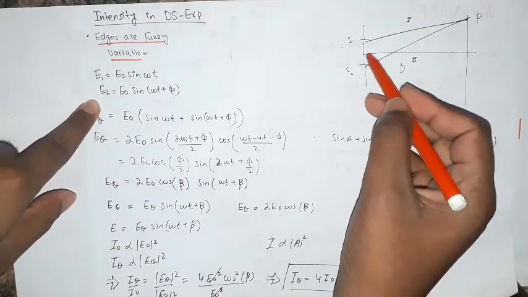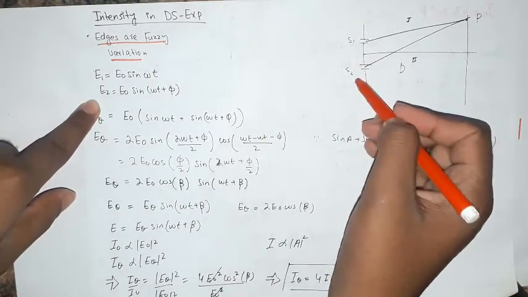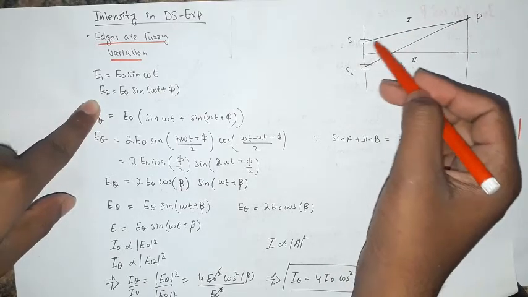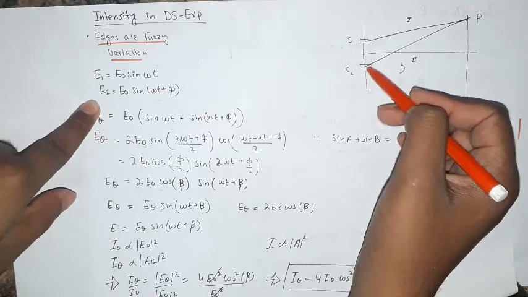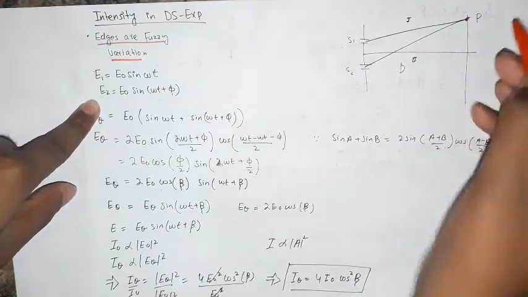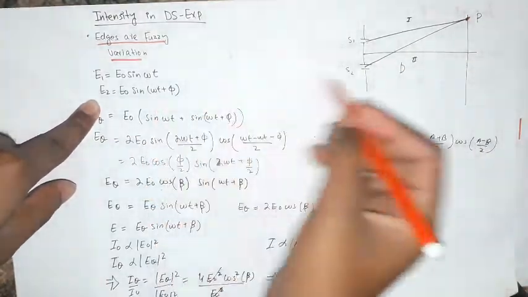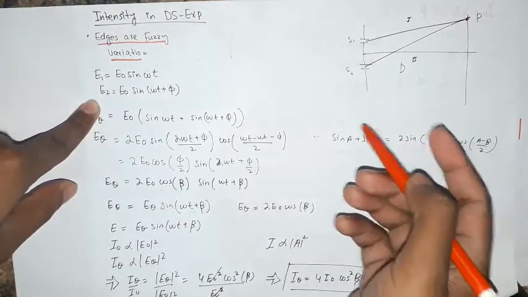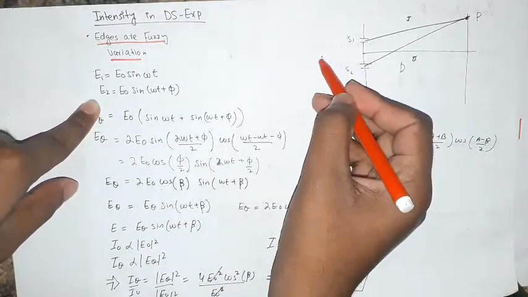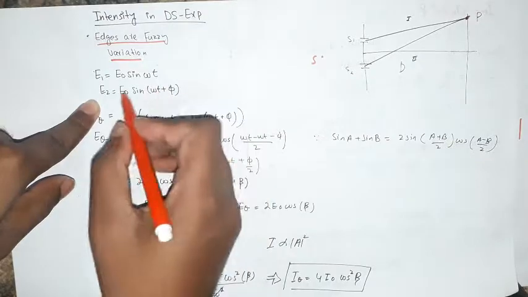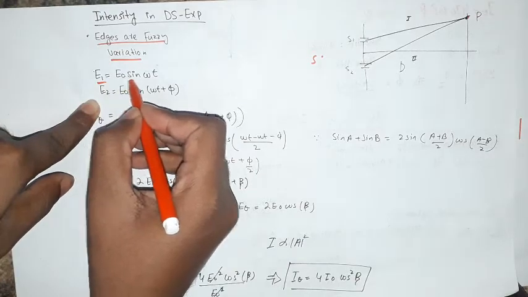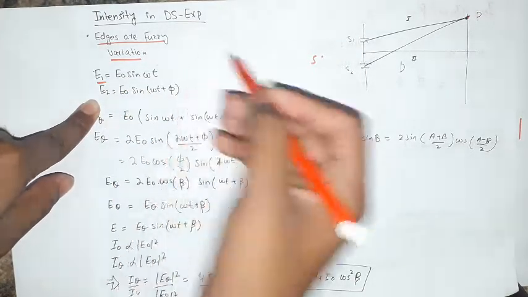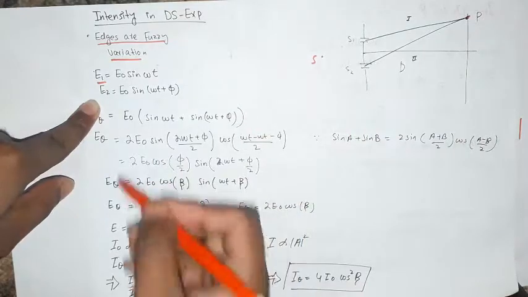So this was the diagram in which we had slits S1 and S2, and two waves were originating, one from S1 and the other from S2, and they were interfering at point P. Since we know that these two waves are coherent because they originate from the same single source S, I can write for the first wave the equation like this: E1 is equal to E naught sine of omega t. This is how we represent the light.